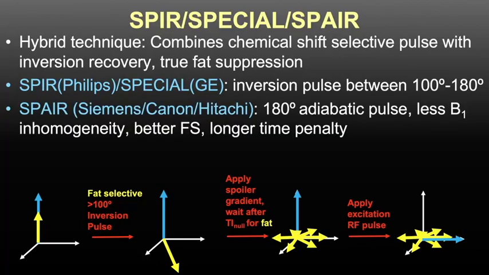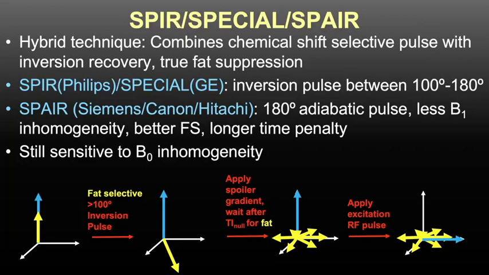whereas for Siemens, Canon, and Hitachi, they tend to use SPAIR, which is slightly different because it applies a 180-degree adiabatic pulse, so it completely knocks the fat protons into the negative Z direction. And adiabatic means that it will have less B1 inhomogeneity, better targeting that fat, achieving better fat suppression. Although the drawback for SPAIR over SPUR is that you end up with a longer time penalty as you wait for those fat protons to recover to that Z equals 0 plane.